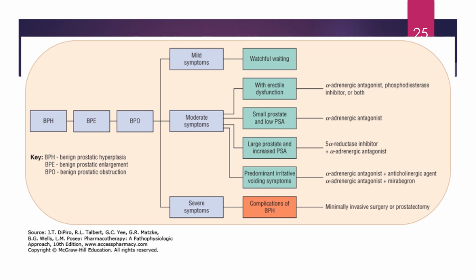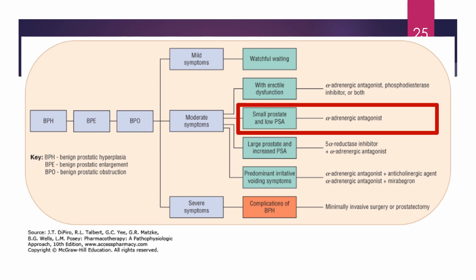So now that we've talked about our alpha adrenergic antagonist, we'll go through the remaining subsets of symptomatology and classifications of patients. So in regards to patients with a small prostate and a low PSA, and a small prostate here is going to be less than 40 grams or 40 mLs, and a low PSA is considered less than 1.4 in regards to the PSA units.